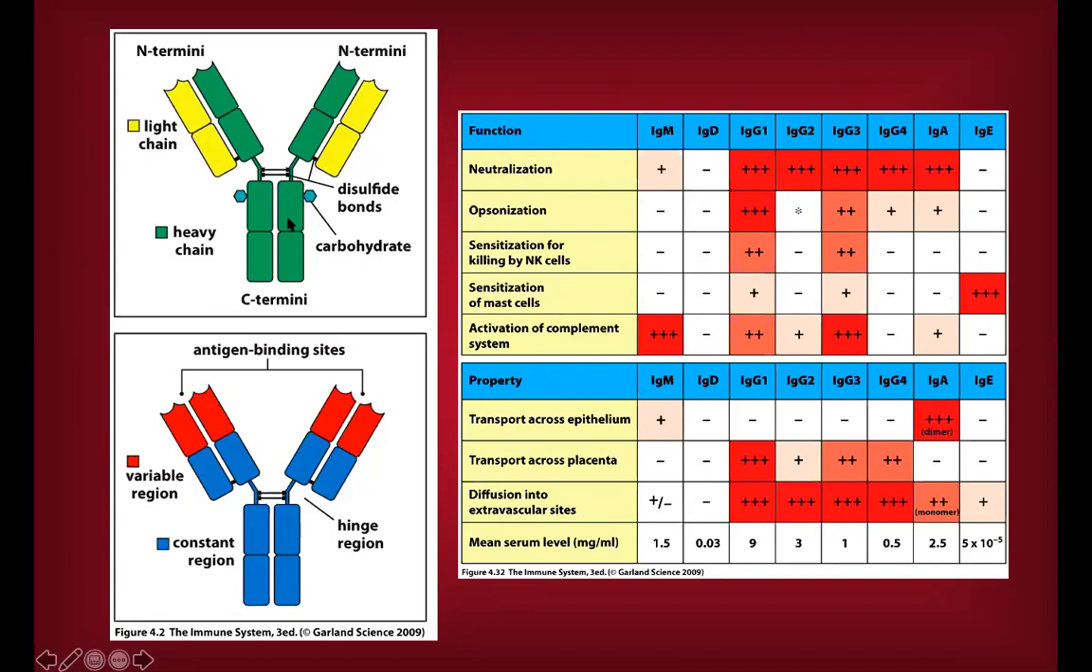So this is the antibody again. This is the structure here, that Y structure. This is the heavy chain, two heavy chains and two light chains. Where the antigen binds is here, and this is highly variable, and these are the constant regions. The variable here is in red, and the constant is in blue.